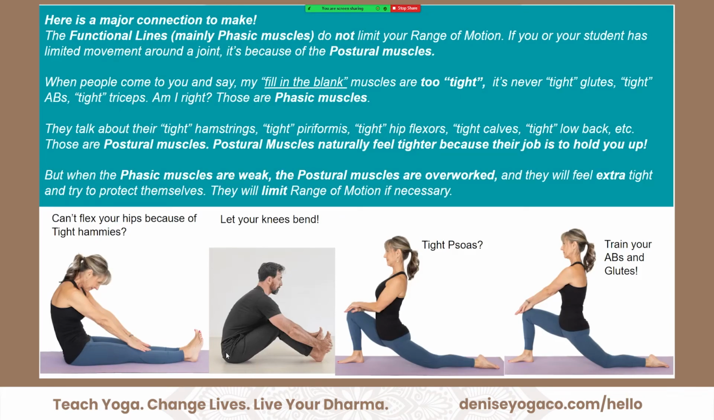If you start to balance the phasic and postural muscles, if you use organization and activation, if you use activation at end range, you will have more range. Your nervous system will stop interfering with the flexion of your hip. It's going to feel more comfortable. Your body's going to be receptive to it. Okay. So, until then, let your knees bend.